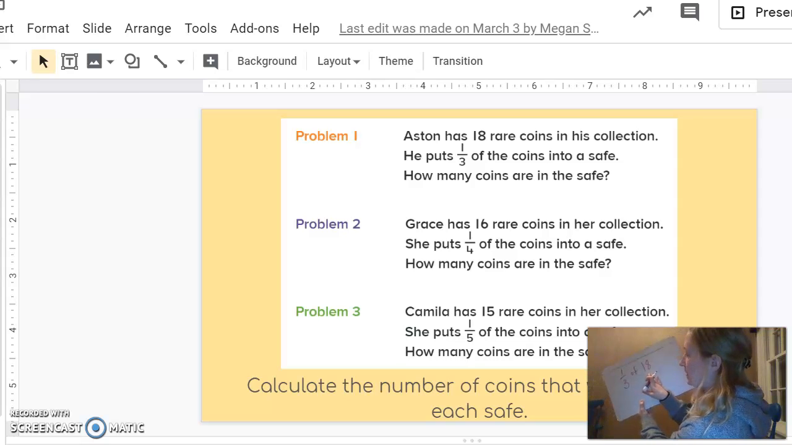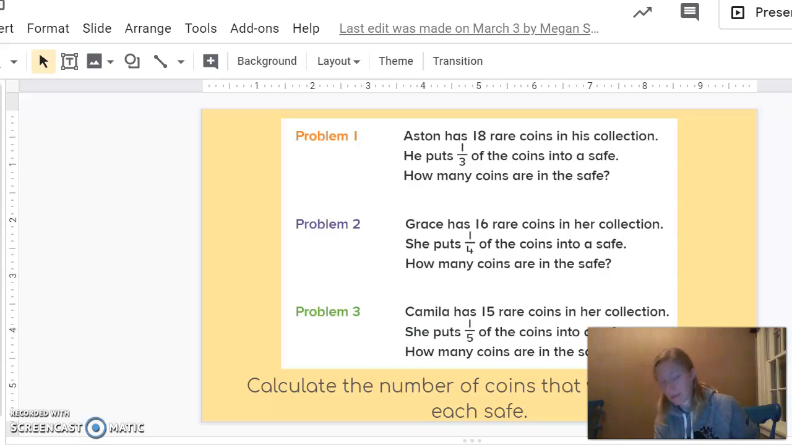So 18 divided by 3, I know that's 6. However, if you need to draw that out and draw 18 dots and then put them into 3 different groups, go ahead and be my guest. So 1/3 of 18 is the same thing as saying 18 divided by 3, which is 6.